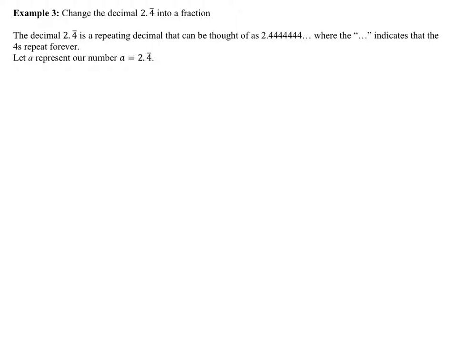Example 3: change the decimal 2.4 repeating into a fraction. The decimal 2.4 repeating is a repeating decimal that can be thought of as 2.4 repeating. Again, it's just showing that it repeats in a different way instead of using bar notation.